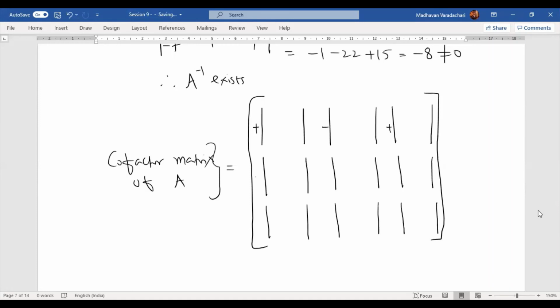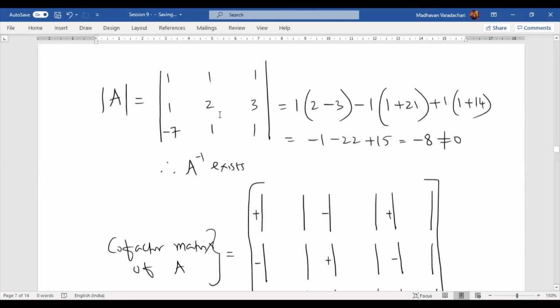Plus, minus, plus, minus, plus, minus, plus, minus, plus. Now, choosing this, I will have to write 2, 3, 1, 1. Choosing this one, did I write it correctly? If I choose this, I will ignore this, 2, 3, 1, 1. If I choose this, I'll ignore this, 1, 3, minus 7, 1.